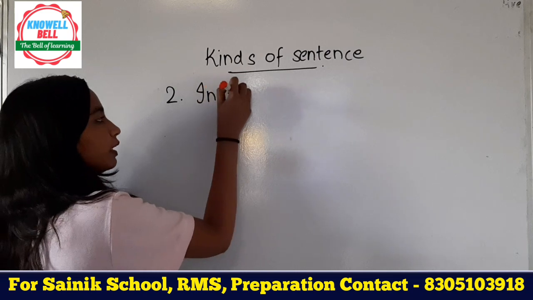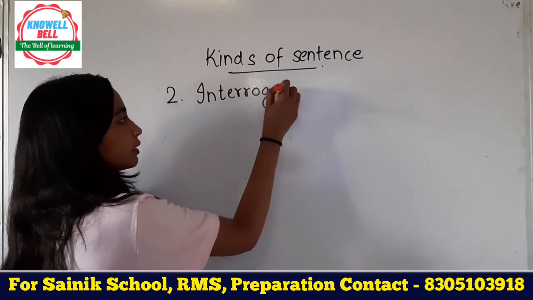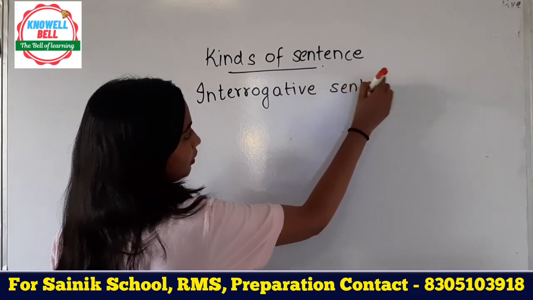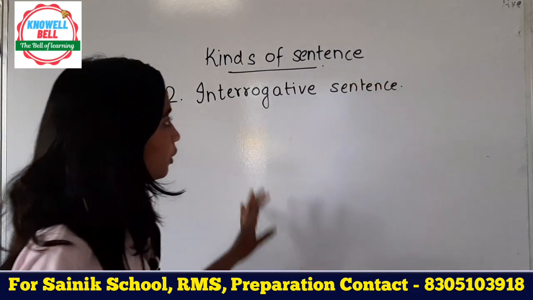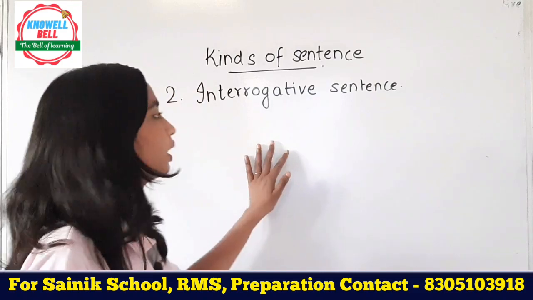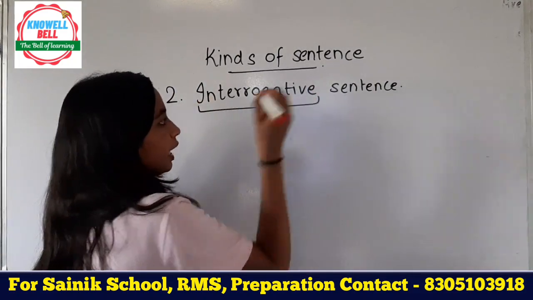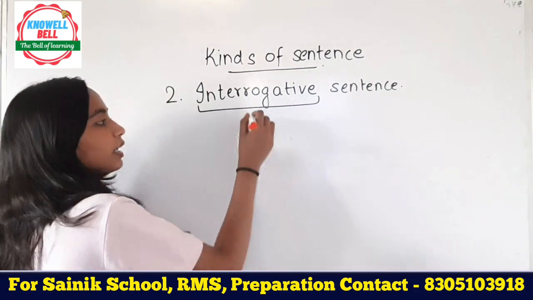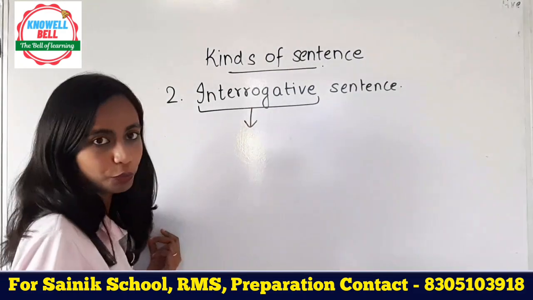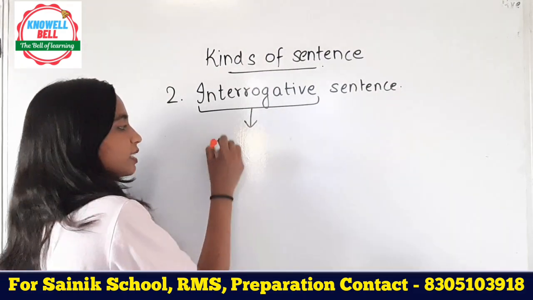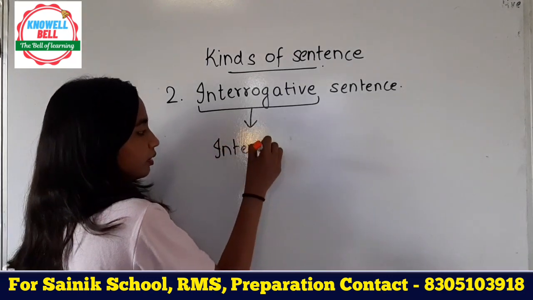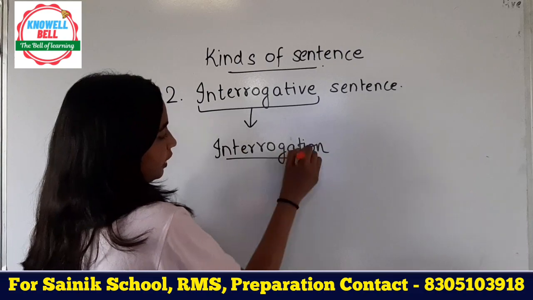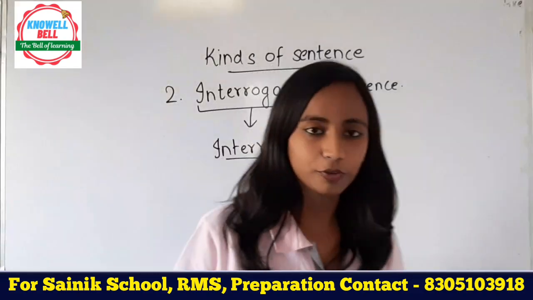So we will write here interrogative sentences. Okay. Now interrogative sentences contain the word interrogative. ये word ही यहाँ पे provided है हमको, that says interrogative. And interrogative word कहाँ से आया है? Interrogative word has its root of origin in another word, that is interrogation. Okay, interrogation word से interrogative word derive हुआ है.